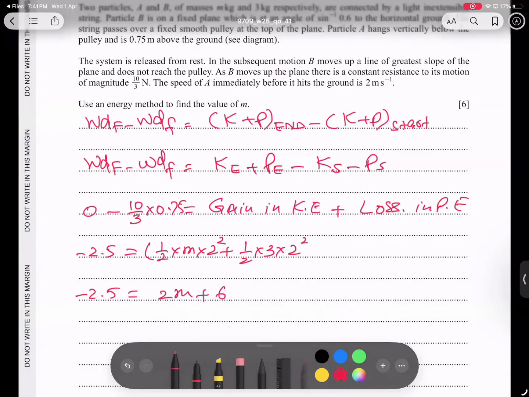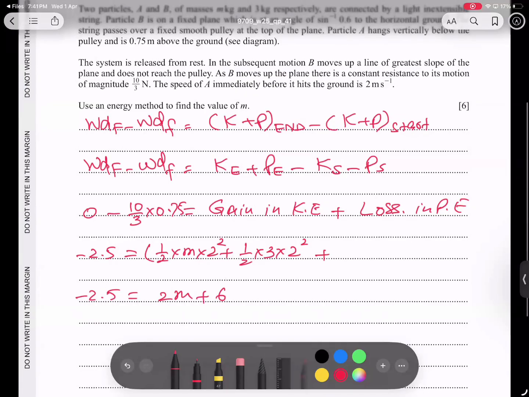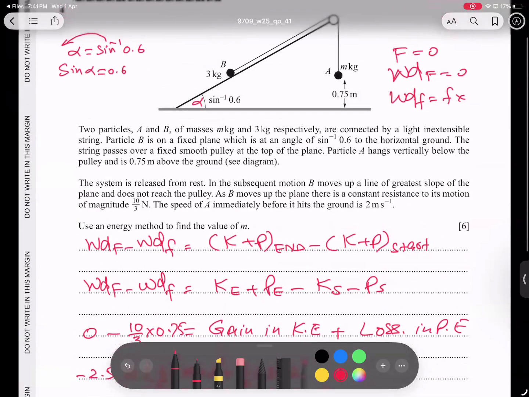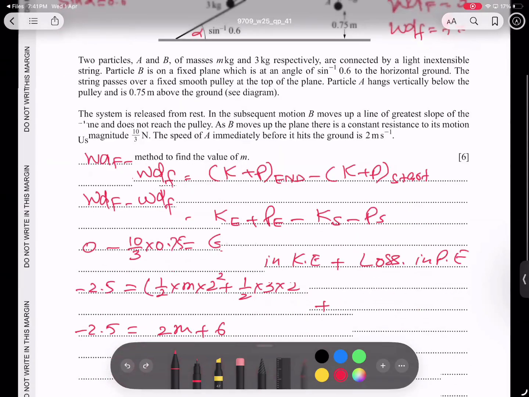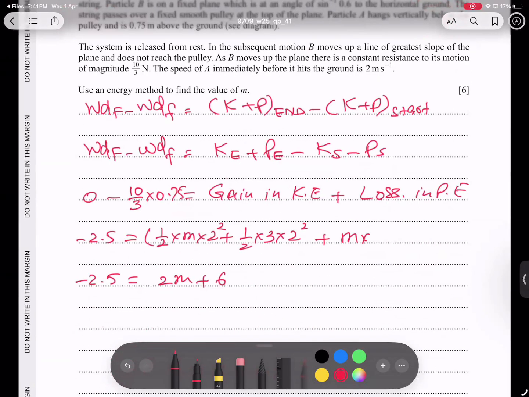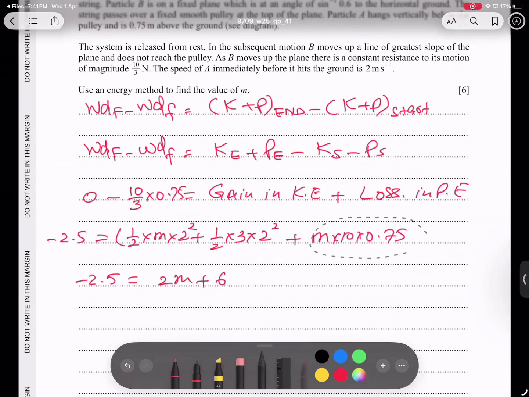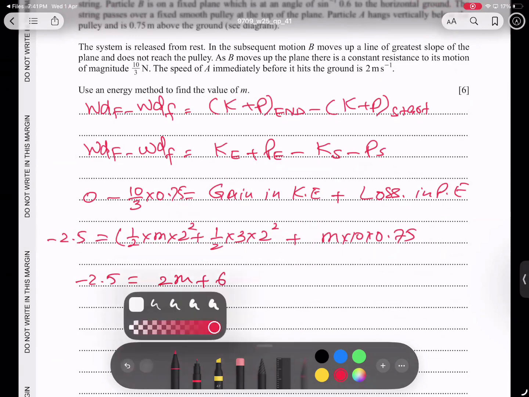Okay, this is done. What about the other one? Loss in potential energy. Naturally, the particle is falling down, so the loss here is very clear: mgh. Mass is m, g is 10, h is 0.75. And I'm writing this value with a negative sign. You may ask why negative sign, sir? Because it is losing.